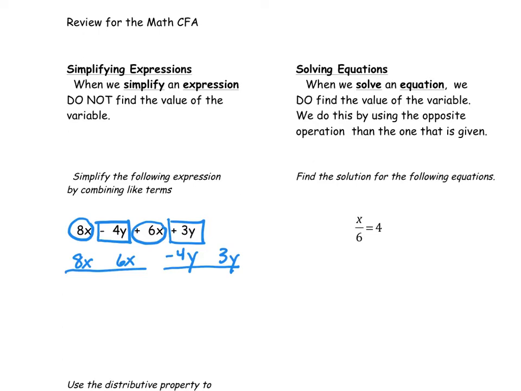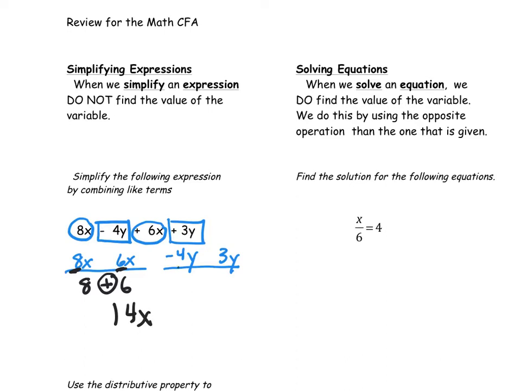I'm going to start with the x's, and I work with what's called the coefficient in front of them. I have 8x and I have 6x, and when I combine, I'm actually adding, so that's why I'm putting plus. When I add those, I get 14x. So those combine to be 14x.